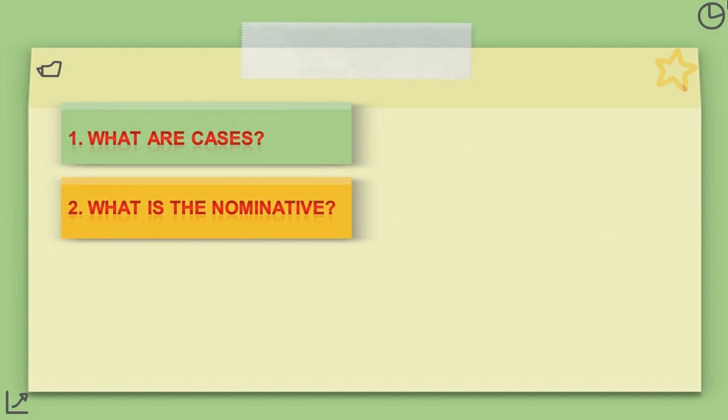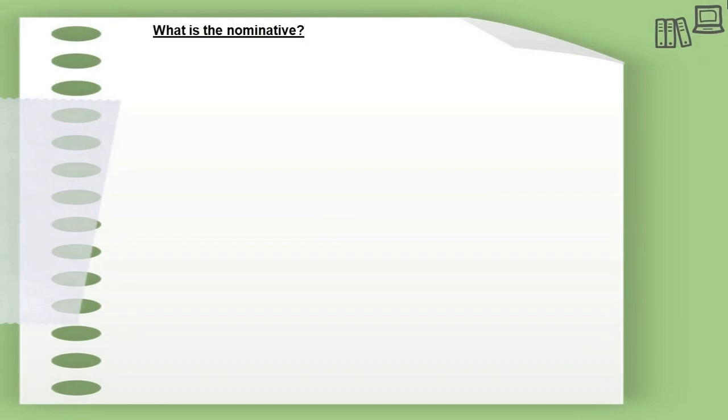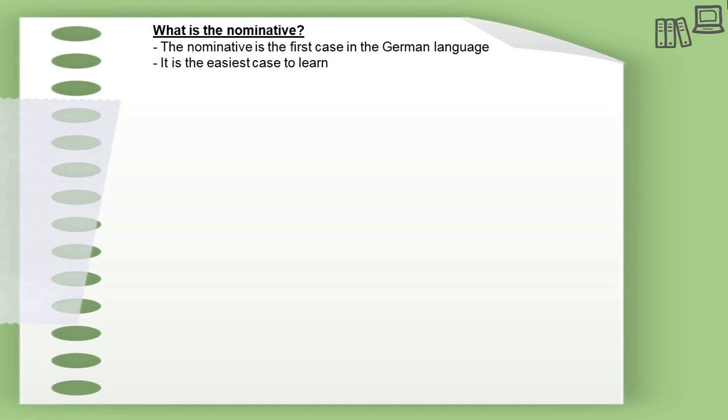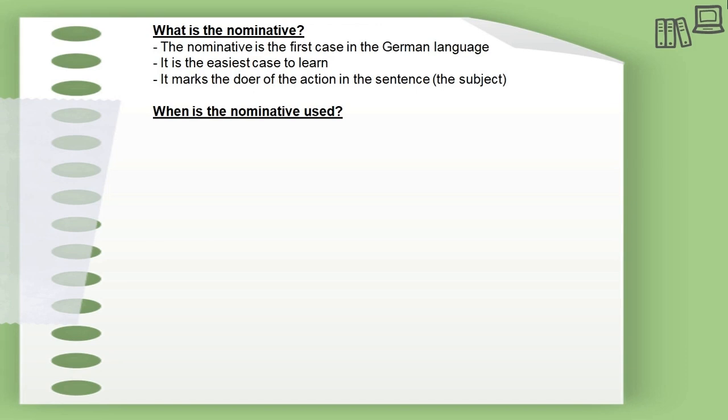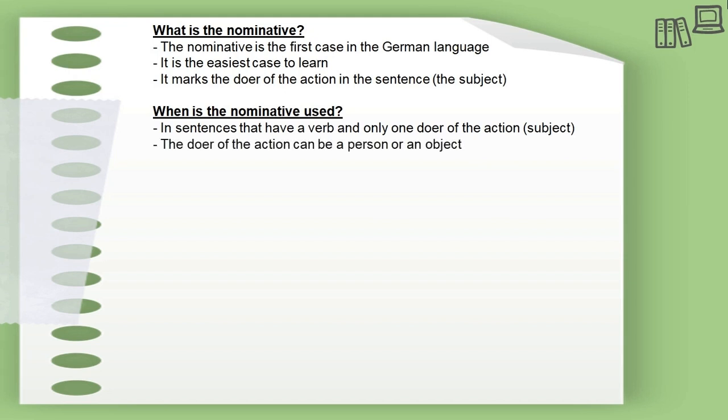What is the nominative case? The nominative is the first case in the German language. It is the easiest case to learn. It marks the doer of the action in the sentence, or the subject. When is the nominative used? In sentences that have a verb and only one doer of the action, or one subject. The doer of the action can be a person or an object.